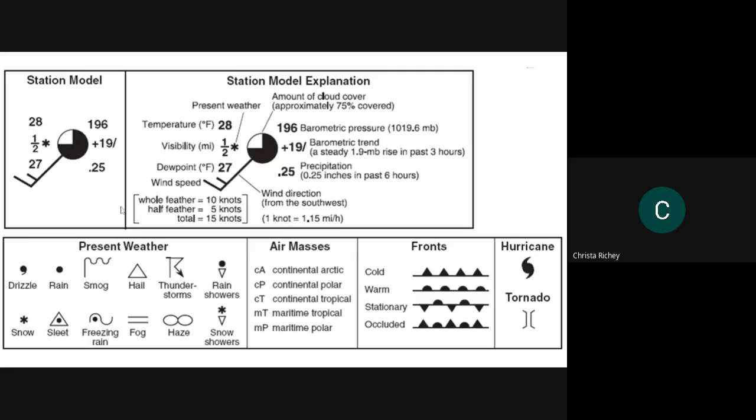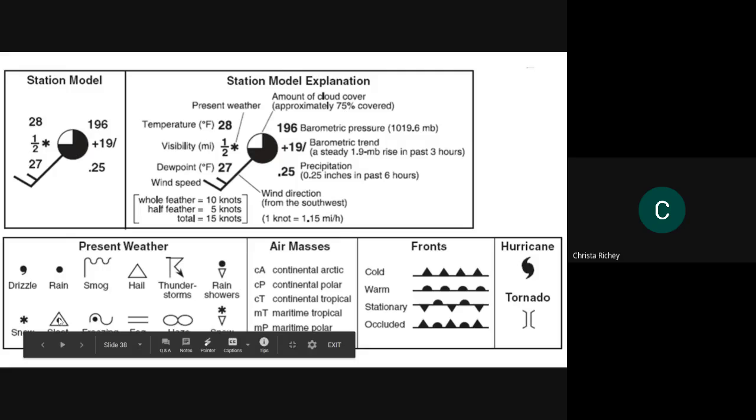Then there's all these different things for precipitation. The type of precipitation is shown here. The amount that has fallen over 6 hours is this number down here in inches. But the precipitation and the visibility are actually on the left. If you see an asterisk, that's snow. If it's a dot, that is rain. If it's a comma, that's like mist or drizzle. We don't get smog here, but that's how you show it. Hail, if there's a dot inside of it, it is sleet.